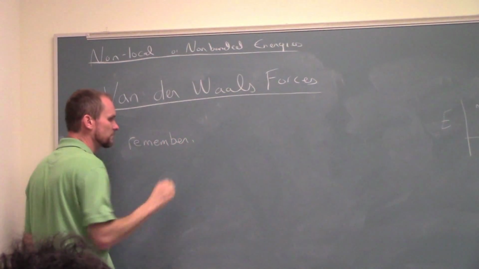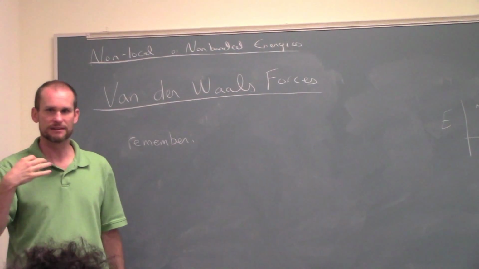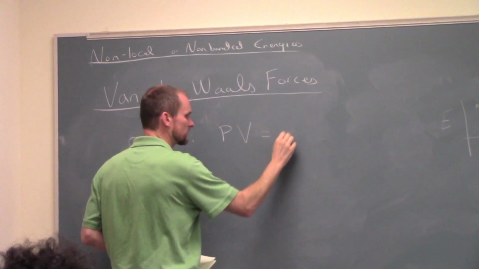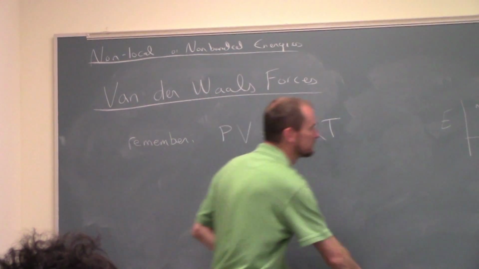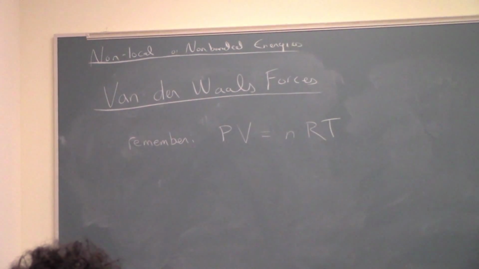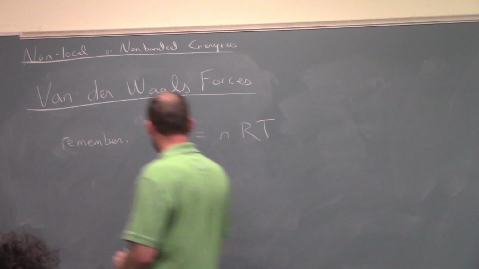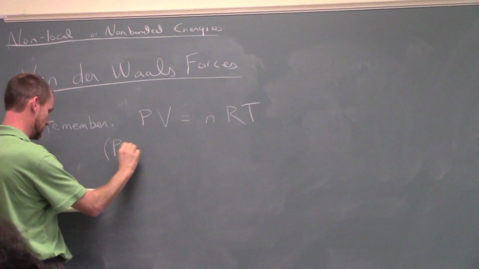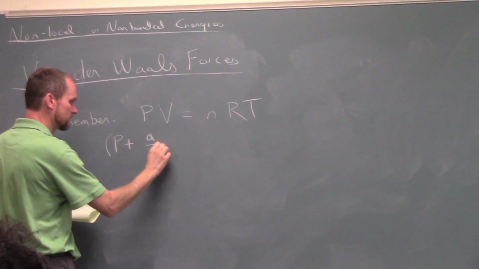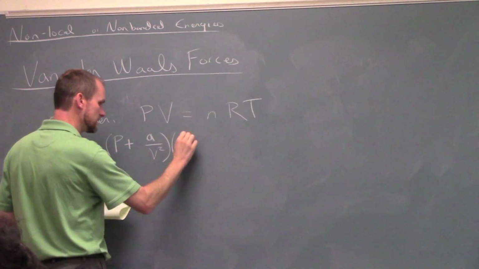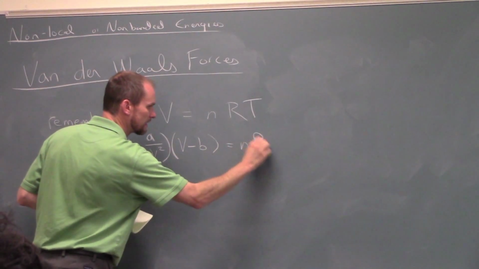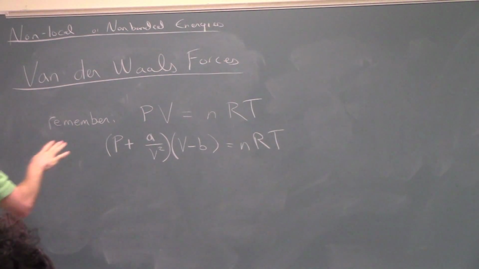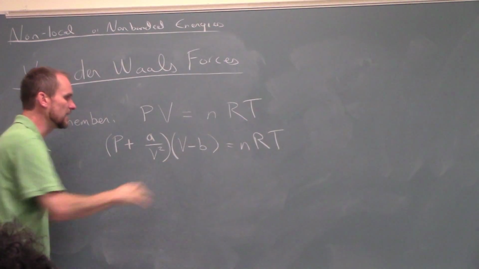Just as a review, you probably remember from your thermodynamics class or your physical chemistry class hearing of van der Waals looking at a gas law, PV equals nRT. And the van der Waals equation of state: van der Waals took that ideal gas law and adjusted it for real gases to look like (P plus a over V squared) times (V minus b) equals nRT. So it's a correction for the pressure adding some and the volume subtracting some.